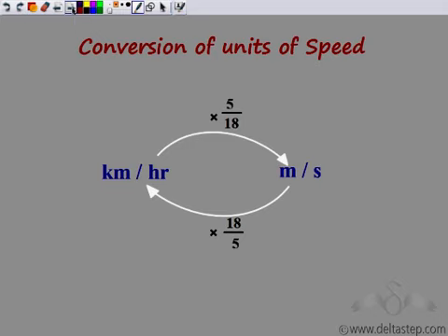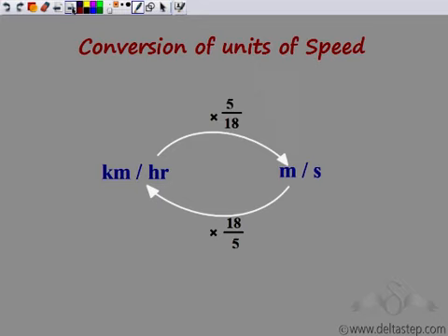So rather than following that long method, all you can do is simply multiply by either 5 by 18 to get to meters per second, or else multiply by 18 by 5 to get to kilometers per hour. Now remember, when you're going from kilometers to meters, you're going to a smaller unit. So remember that the smaller number comes on the top. That is a trick to remember when to multiply by 5 by 18 and when by 18 by 5. When you're moving to meters per second, you're moving to a smaller unit, so you multiply by the smaller number in the numerator.